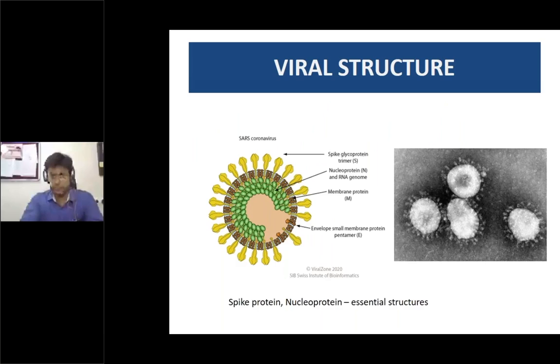Coming to the viral structure, the virus has several parts. It has the classical spike proteins, giving us the classical picture of corona. The spike protein is the essential protein which helps in adhesion of these viruses to the epithelial cells in humans. The other proteins include nuclear protein, membrane protein, and envelope small cell protein. The spike protein and nuclear protein overall help in evolution of the disease and also help in the diagnosis in terms of antibody and antigen production.